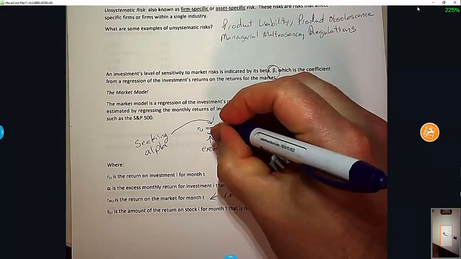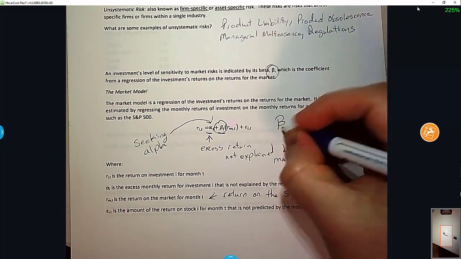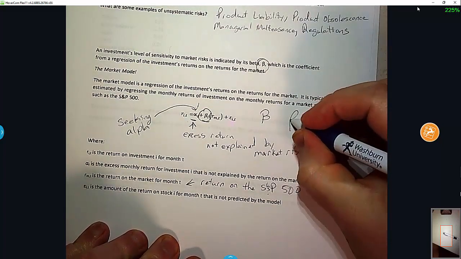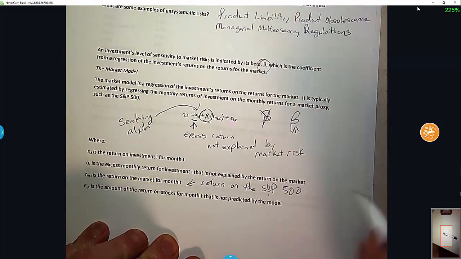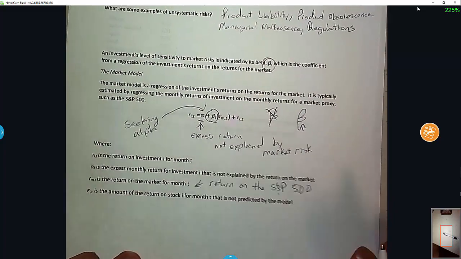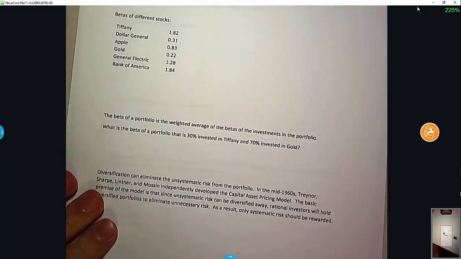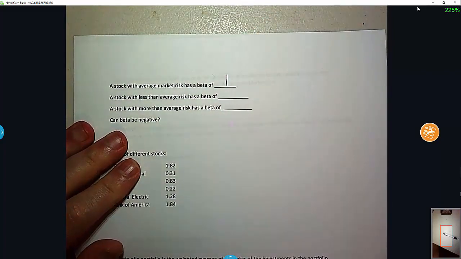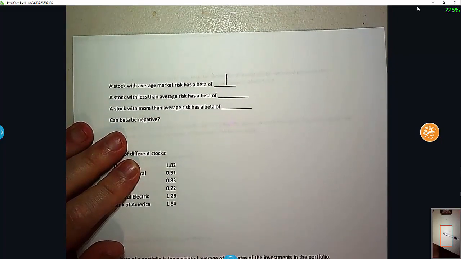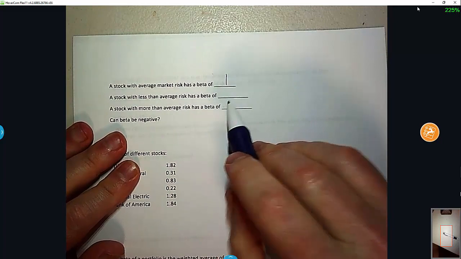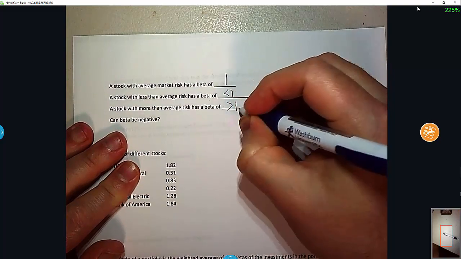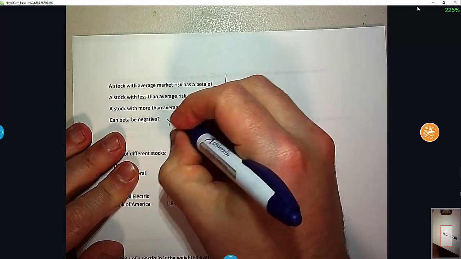So that beta is pretty important. And if you ever want to draw it out, it's just like a B with a little tail there. Or some people might do it like this. It's probably more appropriate. Forget that. B, or we just refer to it as beta. A stock with average market risk has a beta of 1. That regression coefficient is 1, which just means that it moves with the market. A stock with less than average risk has a beta of less than 1. A stock with more than average risk has a beta of greater than 1. Can beta be negative? Theoretically, yes, but it's rare.